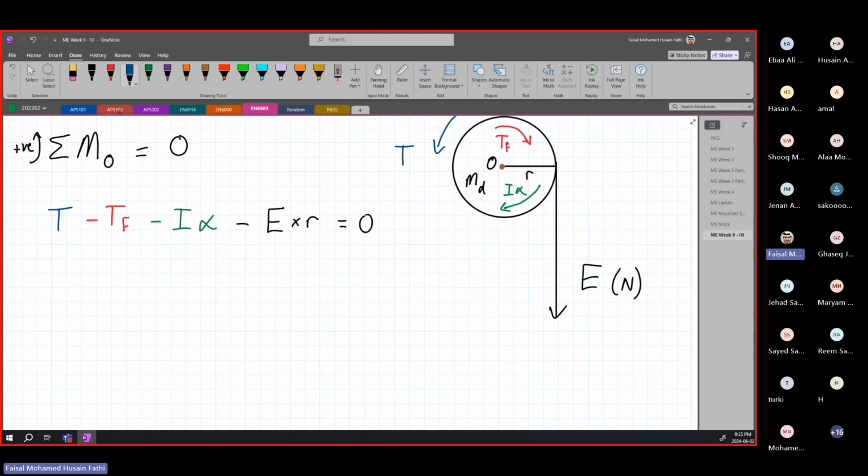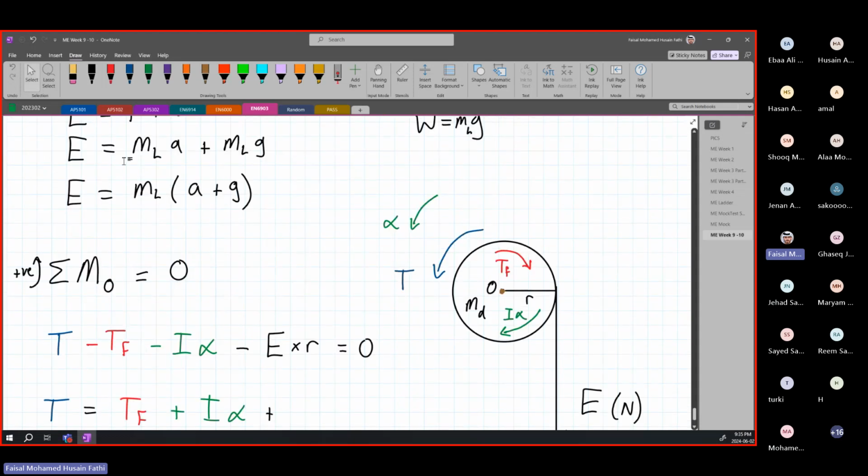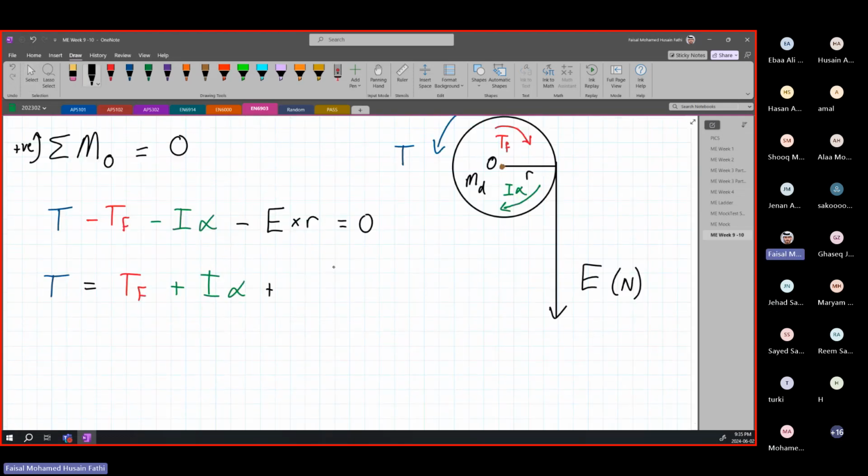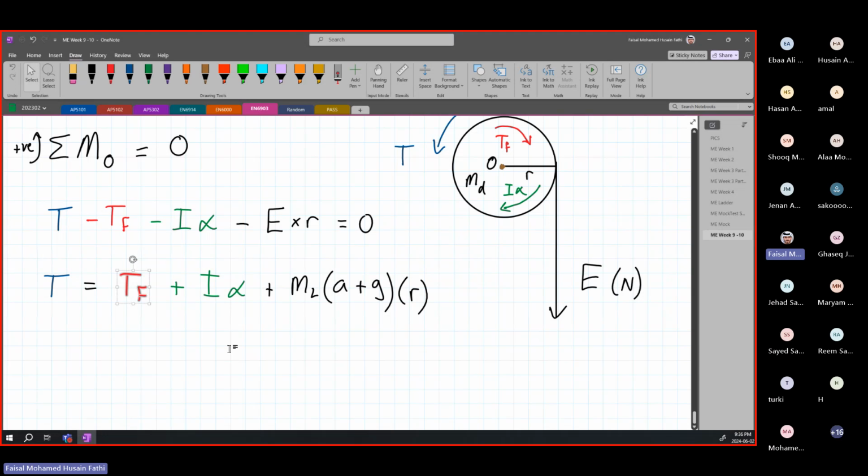So finally, we have an equation where T is going to be equal to, if we take everything to the other side, the friction torque plus I alpha, plus, let us substitute for E, m_L times A plus G, mass of the load times A plus G, times the radius, which is all equal to the torque. And remember, torsional friction is going to be given to you in the question.